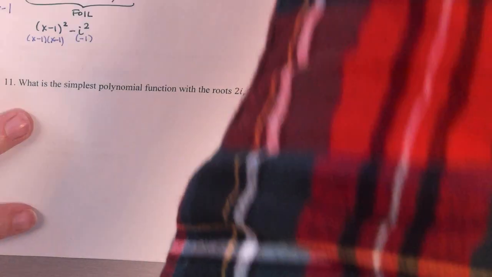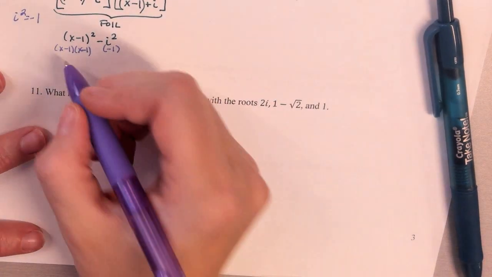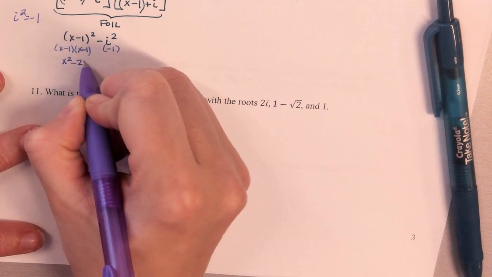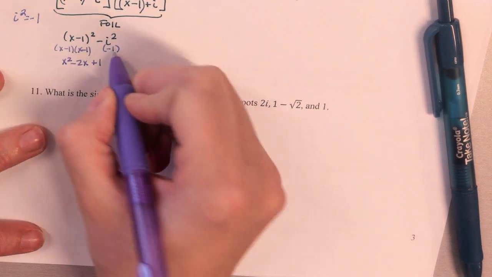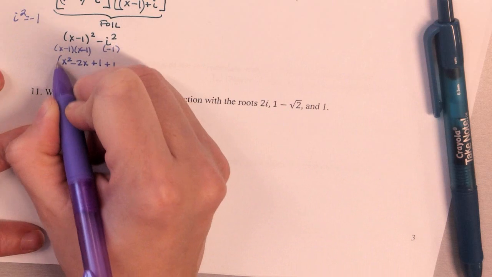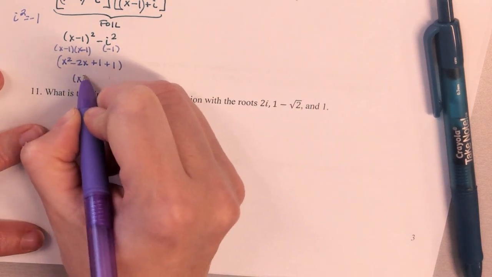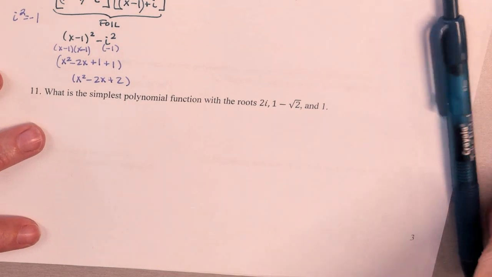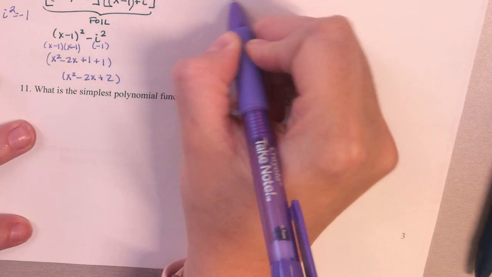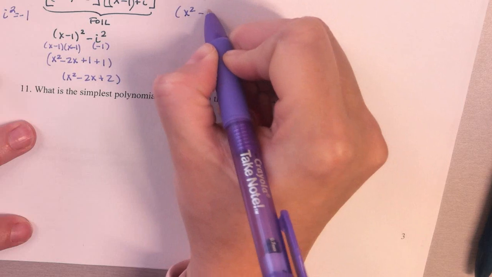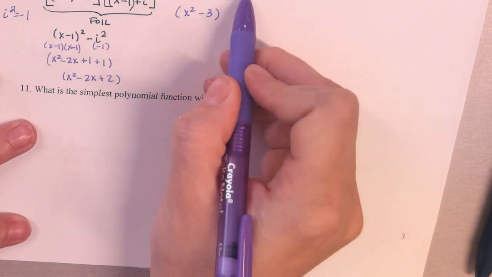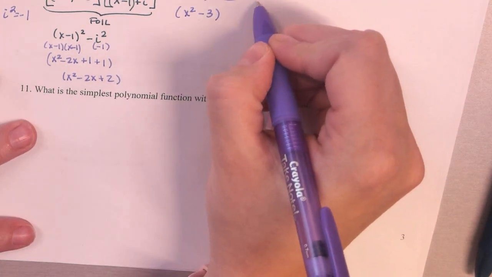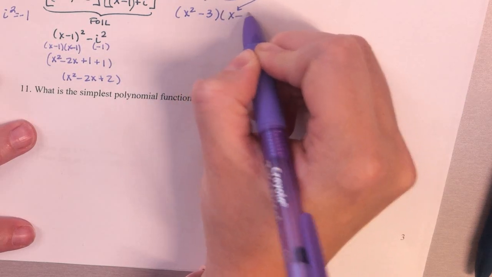Okay, so when you're FOILing that out, you get x squared minus 2x plus 1, and then because of this, you have another plus 1. So x squared minus 2x plus 2. Alright, now we're going to FOIL these two. X squared minus 3. Root 3 times root 3. This guy just drops down to multiply.